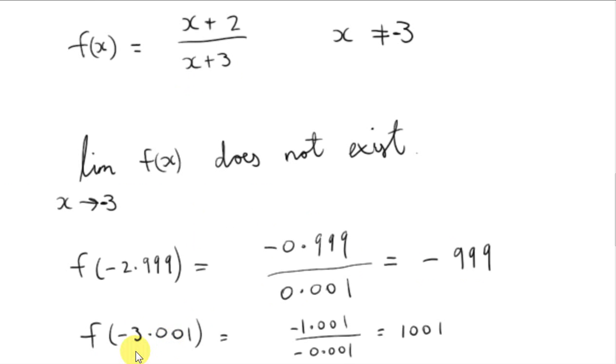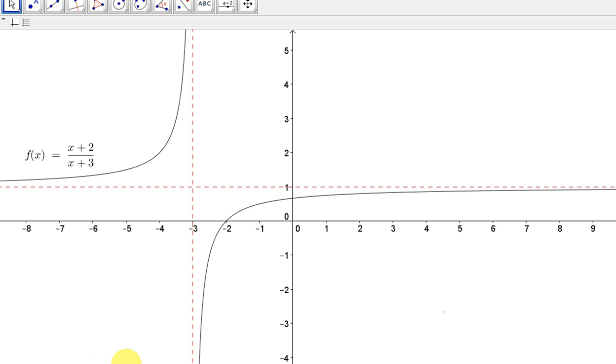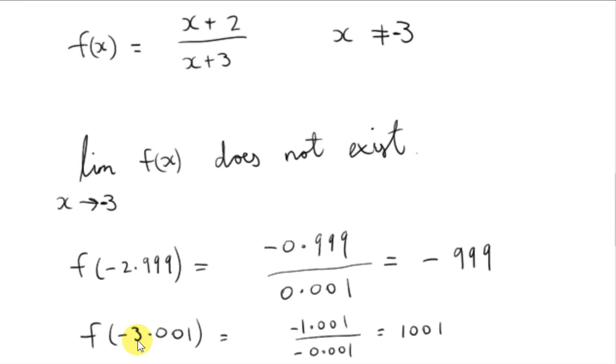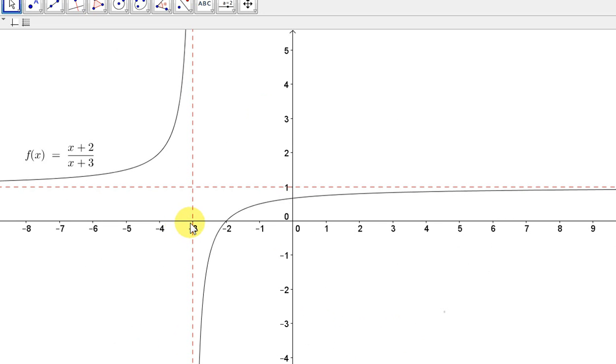On the other hand, if we take a value that's less than minus 3, so a value to the left of minus 3 but close to minus 3, here we're taking minus 3.001, plug it in for x here, we get minus 1.001 on top, and we get minus 0.001 underneath. If we work this out, we get plus 1001. So we get a large positive value for values of x that are less than minus 3 but close to minus 3. We're going up to a large positive value.